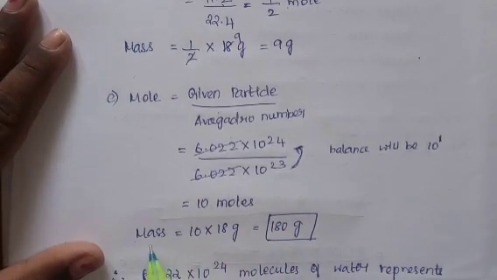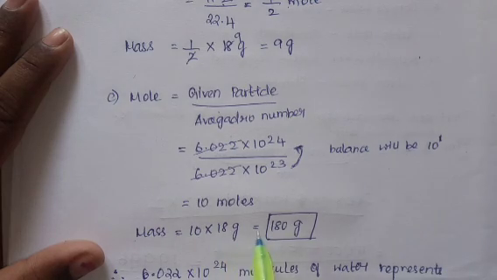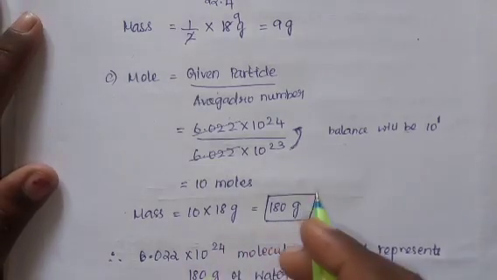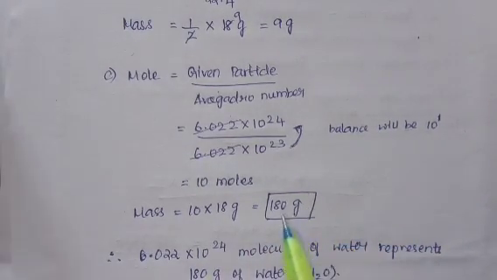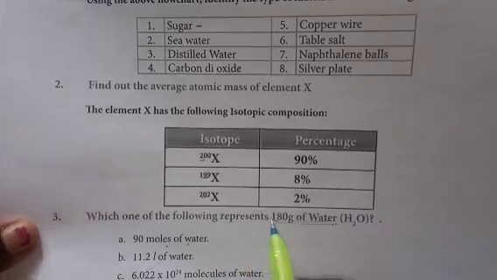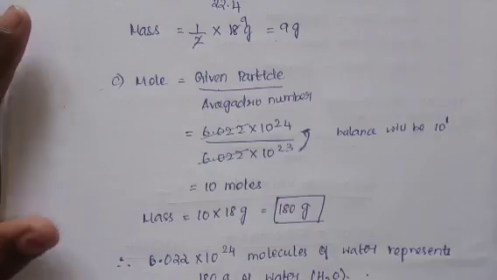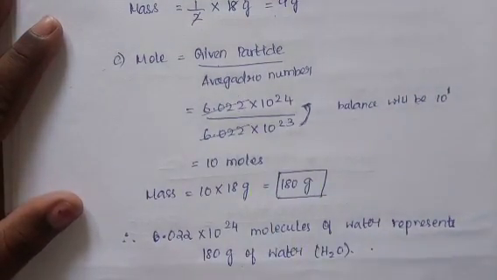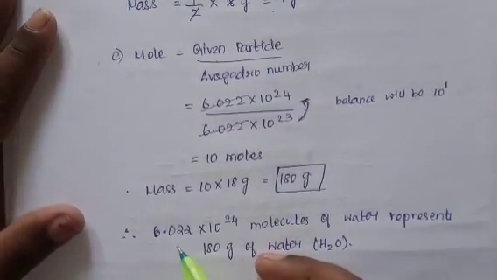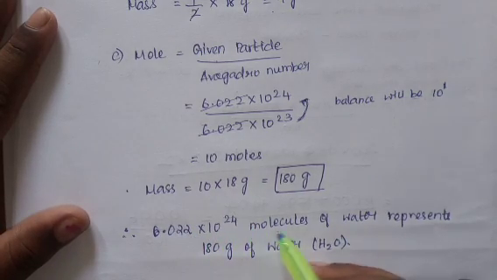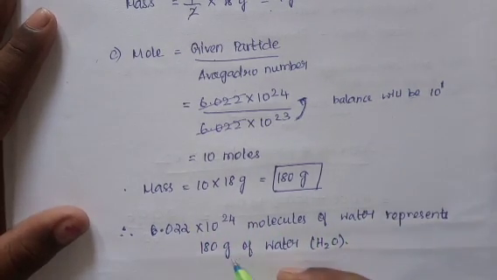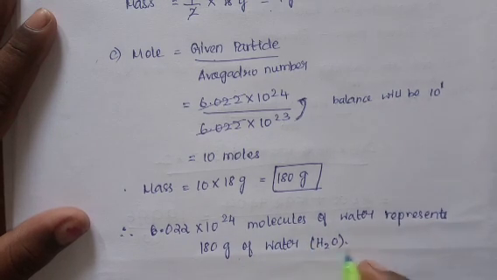And next, the mass formula: mass is equal to mole into molecular mass, we already saw, right? So 10 into the molecular mass of water, 18, we saw. So 10 into 18, 180 gram. So this represents 180 gram of water, right? In the question they have asked which of the following represents 180 gram of water. So option C represents 180 gram of water. Therefore 6.022 into 10 power 24 molecules of water represents 180 gram of water, H2O. This is the answer.